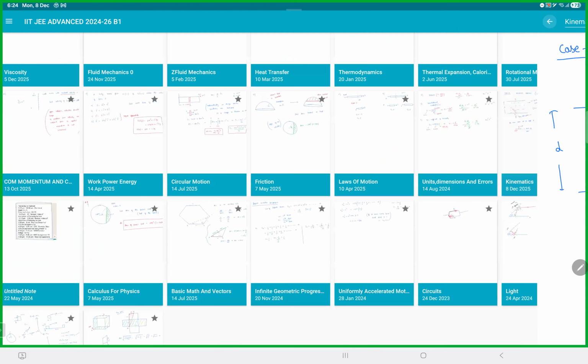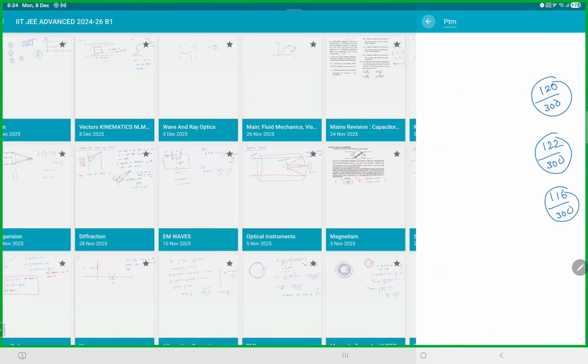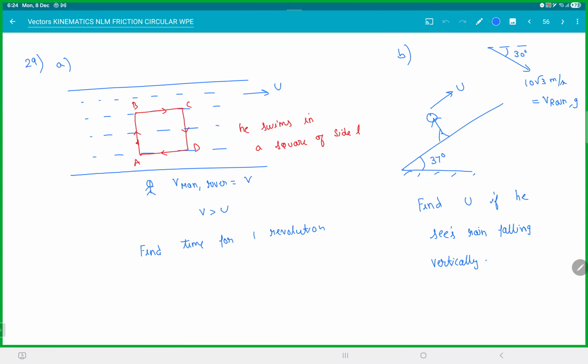So in our square problem, when this guy is going straight, the time taken will be L by root over v square minus u square for AB. For BC, it is L by v plus u. This is L by root over v square minus u square. L by v minus u. That's the time taken for each section. This is for DA. That's it. Add up, you'll get the answer there.